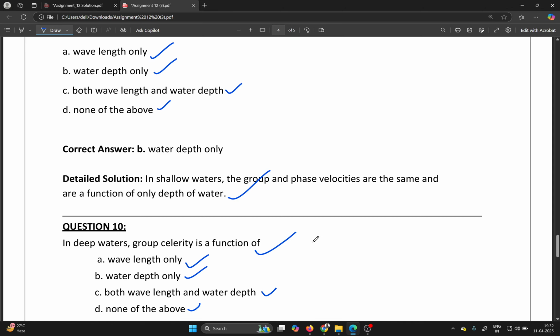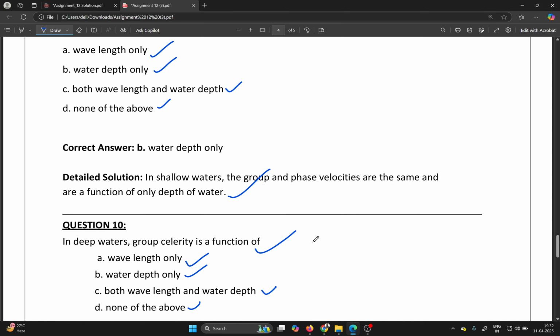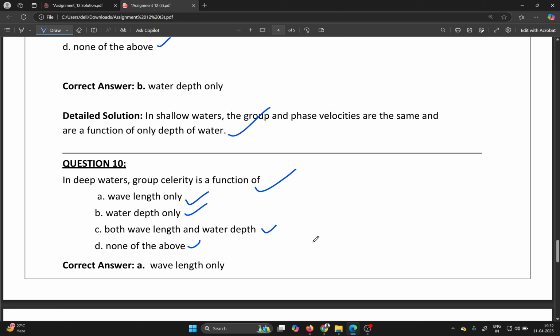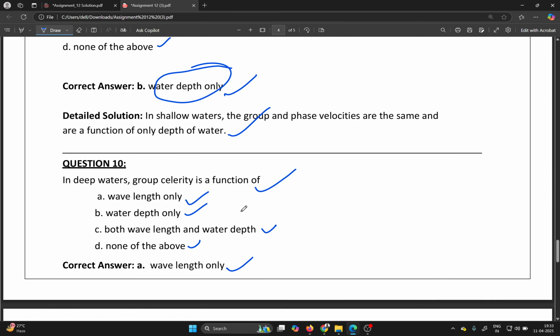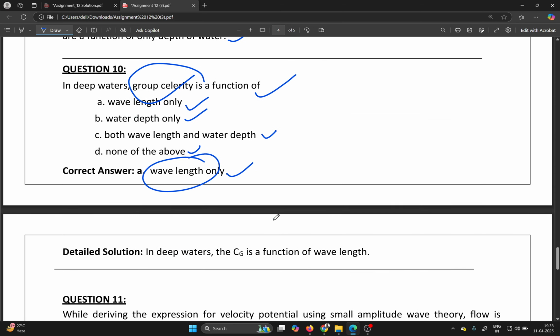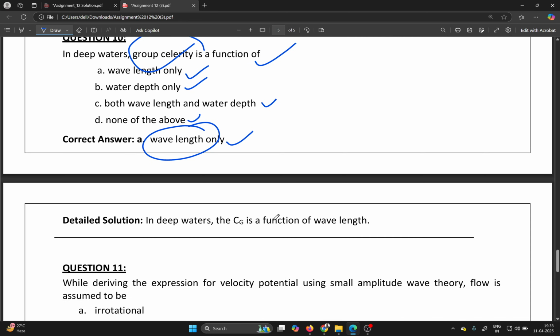Okay, let me just show you the answer for question number 10. Wavelength only. Here remember, please, in the previous one it was water depth only. That is for shallow water depth: the group celerity is a function of water depth, and only water depth. And for deep water, the group celerity is a function of wavelength only. Remember, please.